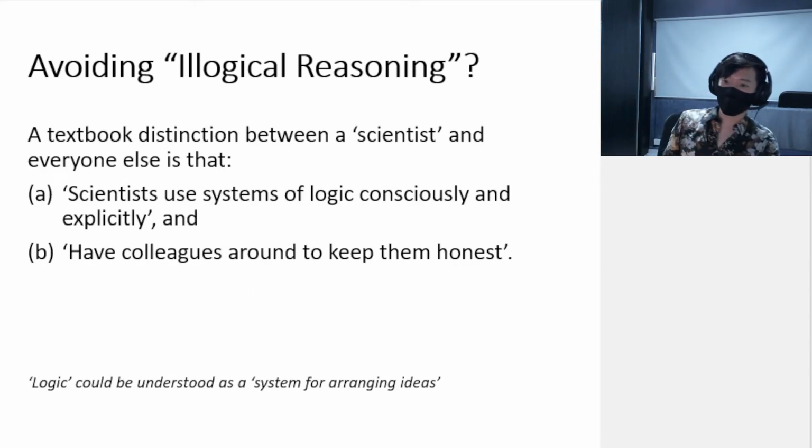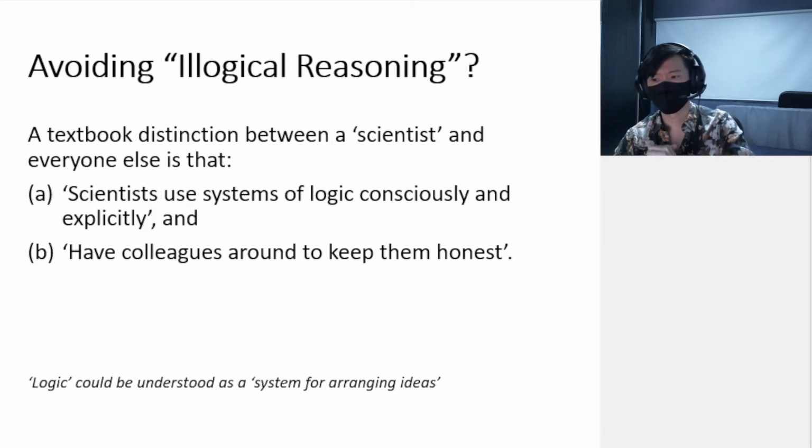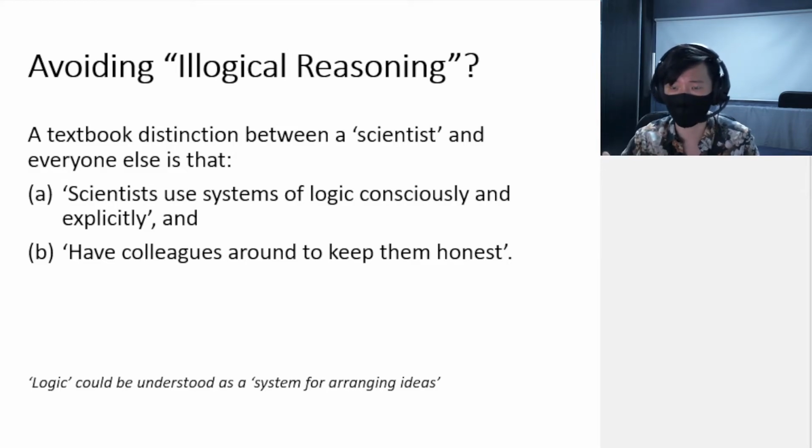It claims that a distinction between scientists and everyone else is that scientists avoid illogical reasoning because they use systems of logic consciously and explicitly, and that they have colleagues around to keep them honest. But the thing is, how many of you go about your lives doing things that you know are illogical on purpose? I don't. I would be genuinely surprised if any of you say yes, because that's absolutely not how we process the world. That's absolutely not how we think about our actions or do our things.